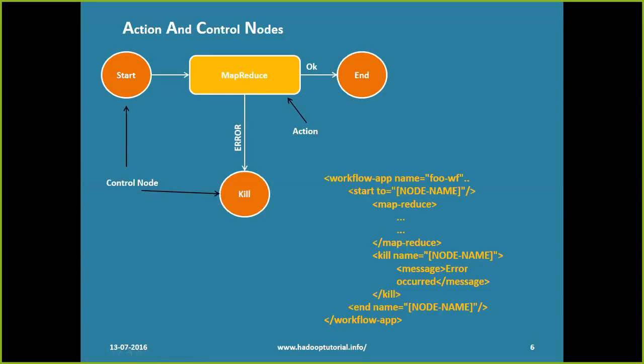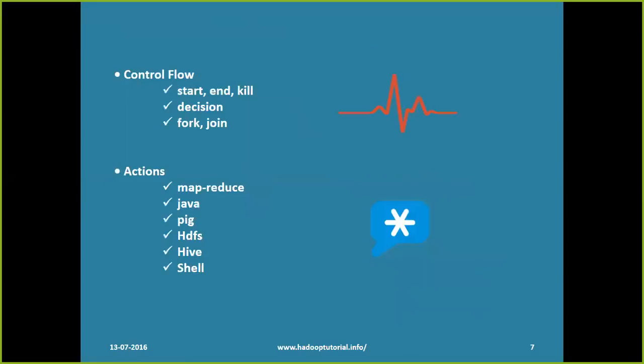These action nodes are again of different types, but all are action nodes only. The different types depend on what type of action you are doing. If you are running a MapReduce job, it will be a MapReduce action. If you are running a Sqoop command, that is a Sqoop action. If you are running a Hive script, that is a Hive action. If you are running a Pig script, that is a Pig action. We'll see all those things.